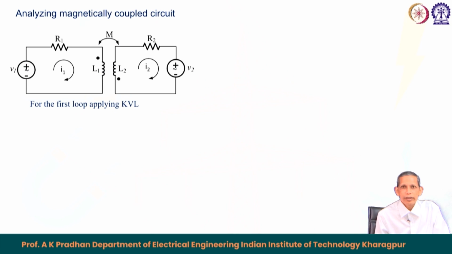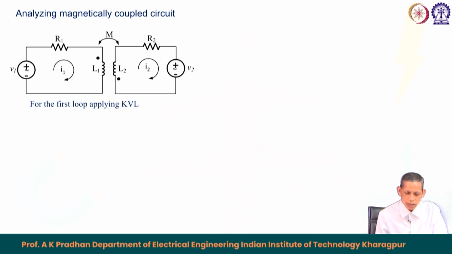We have already discussed in the last lecture the dot convention, the mutual inductance, the voltage developed in the other coil due to the current in the first coil, and so on.